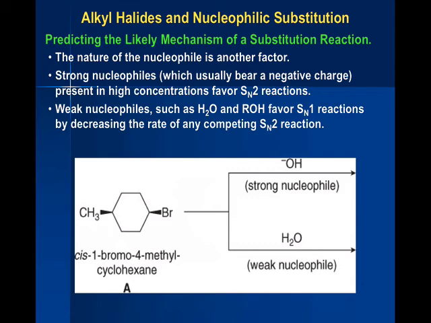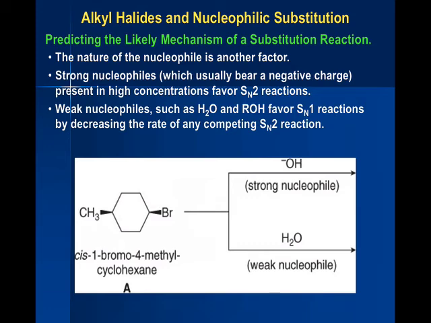Let's do another thought experiment. Here we have cis-1-bromo-4-methylcyclohexane. It's got a mirror plane, so there's no stereochemistry in terms of R or S, but there is stereochemistry. The methyl group and the bromide are cis to one another, meaning what? They're on the same side of the plane, right? And here we have hydroxide, and here we have water.